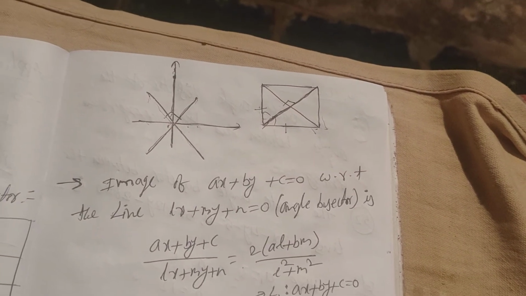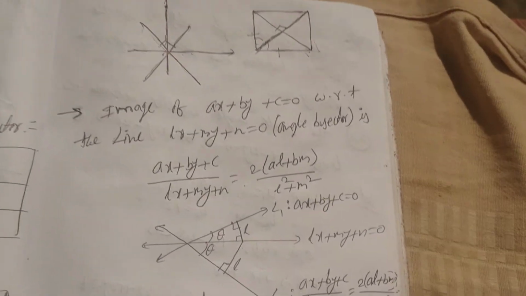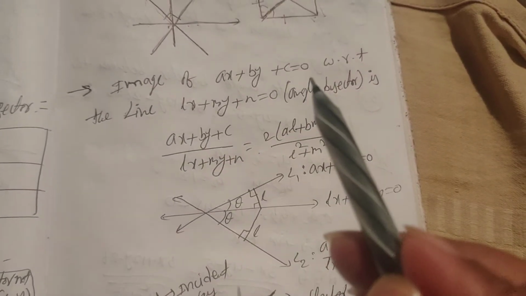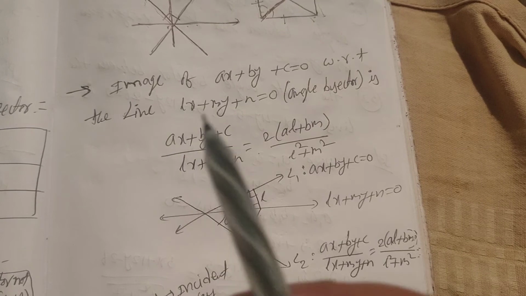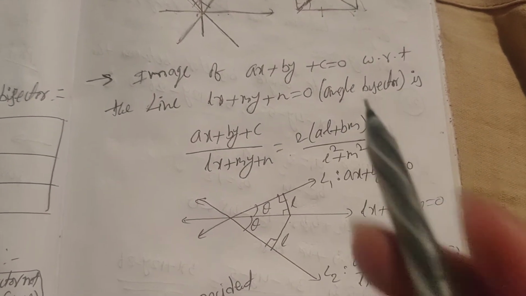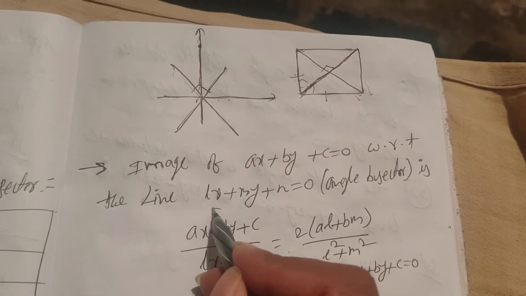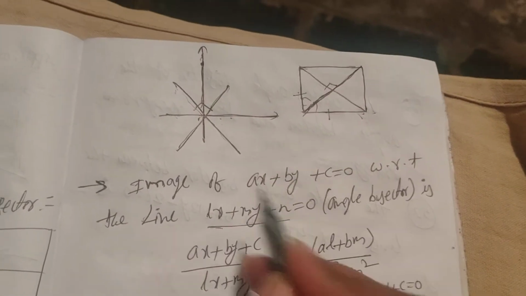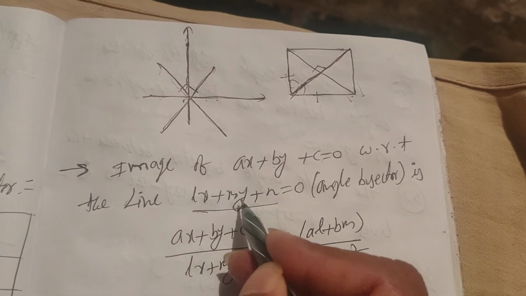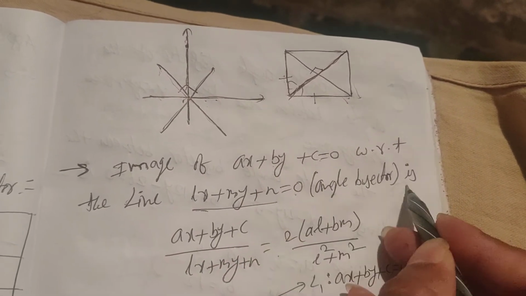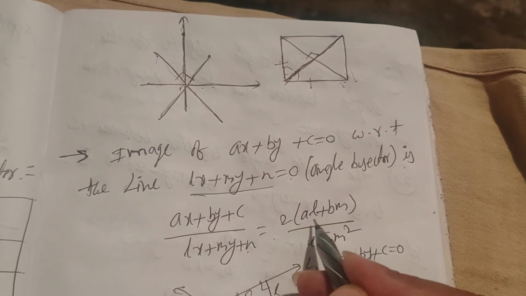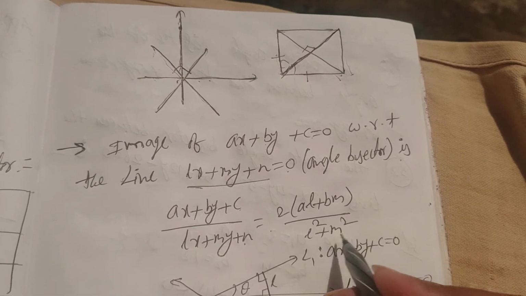Next one. The image of ax plus by plus c equals 0 with respect to the line lx plus my plus n equals 0. This is the angle bisector; this is the reference line. So the image of ax plus by plus c equals 0 with respect to the line lx plus my plus n equals 0 is given by (ax plus by plus c) by (lx plus my plus n) equals 2 times (al plus bm) by (l square plus m square).